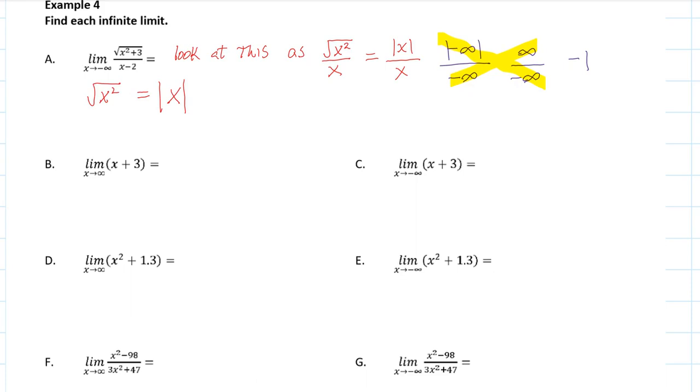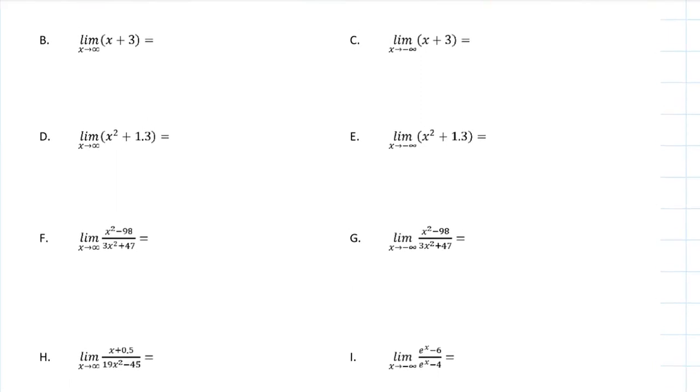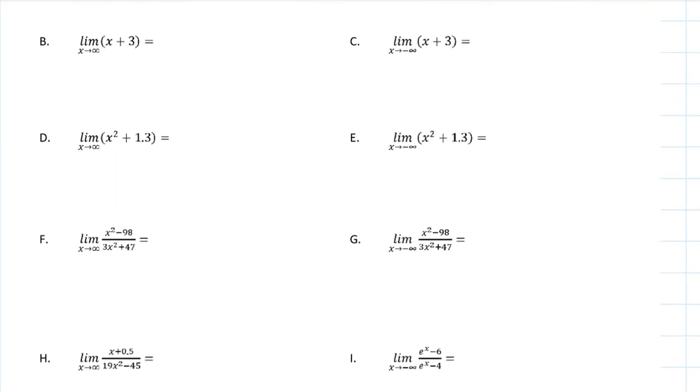All right, let's look at the next one. Letter B. Now again, I'm going to do some stuff here that some teachers may frown on, but when you see a limit, the whole idea is to plug in the number. I don't have a number, I have infinity. So again, imagine, let's just plug in a couple of numbers here to see what's going on. If I plug in 1, I get out 4. If I plug in 100, I get out 103. If I plug in 1,000, I get out 1,003. So as x is increasing, my y values are increasing.